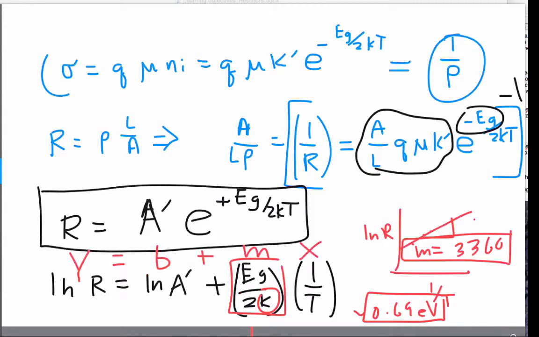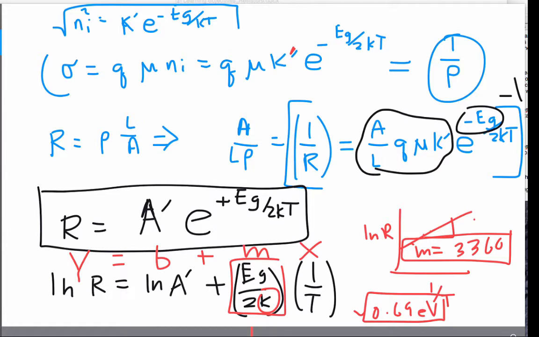What we see here then is that the conductivity is Q times mu times N sub I, and that is Q mu K prime e to the minus E gap over 2kT, because what I've done is taken the square root of this equation, N sub I squared equals K prime e to the minus E gap over kT. I've taken the square root of that to get this N sub I and put it into this term. Now, you can see I didn't change the K prime. This technically is a different K, maybe not K double prime.